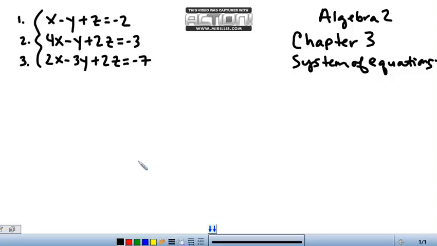Here's a problem that quite a few of you were struggling with at the board, and since our test is coming up, I wanted to go ahead and work it out for you. All right, so this is solving a system of equations with 3 variables.